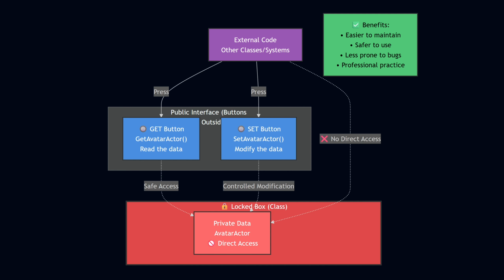You can think of it like putting your data inside a locked box. You don't let other parts of the program reach directly into the box, because that could mess things up. Instead, you give the box a set of buttons on the outside. If someone wants to look at the data, they press the Get button, and if they want to change it, they press the Set button. This is both safe and professional practice. Most programming guidelines encourage encapsulation because it makes code easier to maintain, safer to use, and less prone to bugs. So let's take advantage of that good practice in our code.